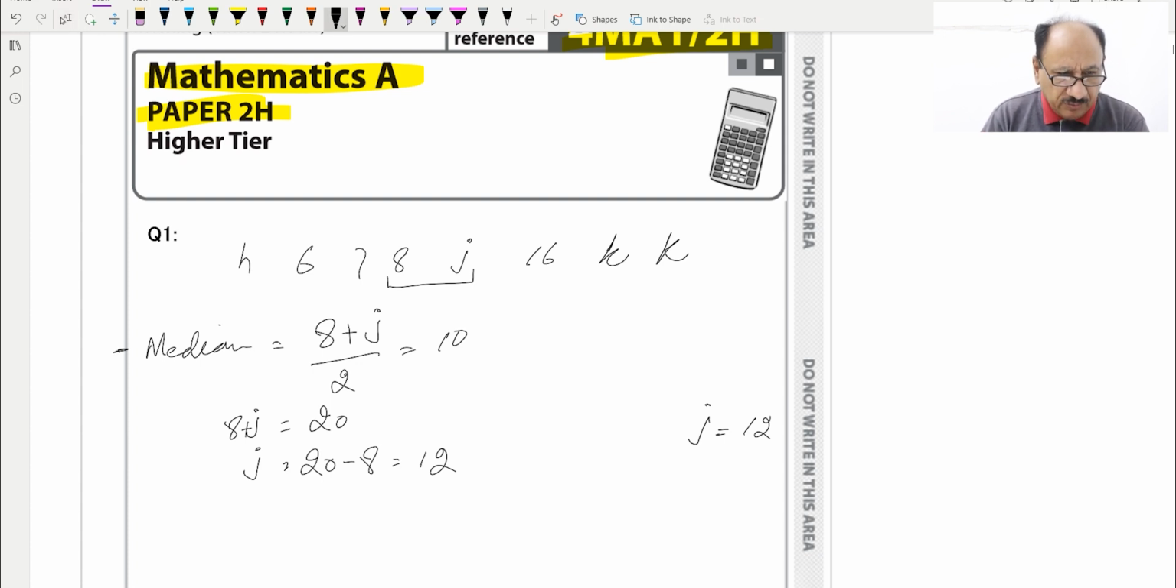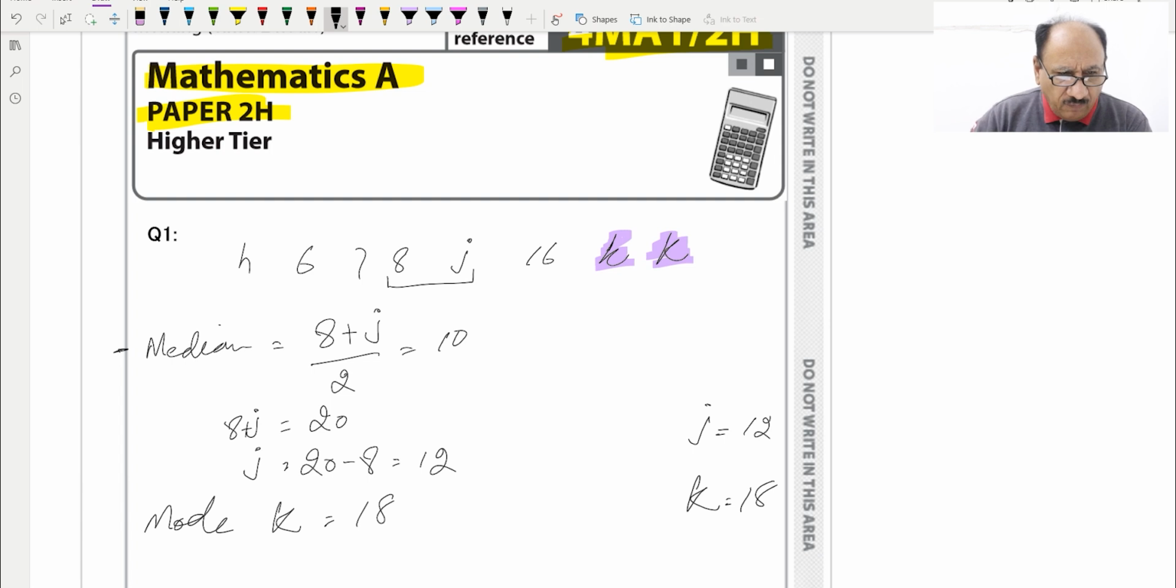Now the next statement which they have given in the question is the mode of the 8 numbers is 18. So mode, we can check. Mode is the most repeating number, which is this K and K, this is the most repeated number. So we can write here mode, which is K, is equal to 18. So we got K is equal to 18 also.